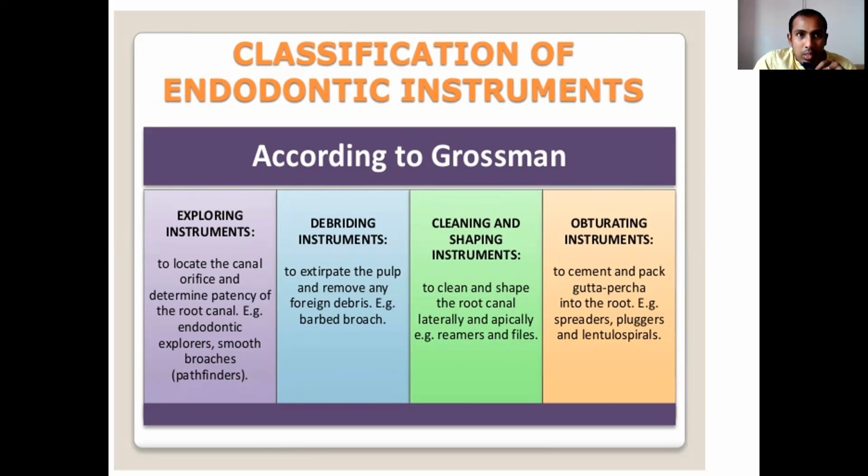The debriding instruments are instruments used to extirpate the pulp and remove any debris present, mainly barbed broaches. The cleaning and shaping instruments are the instruments used for cleaning as well as shaping the root canal, and mainly they are reamers as well as files. And the obturating instruments are the various instruments used to fill the prepared root canal space with the help of special materials.